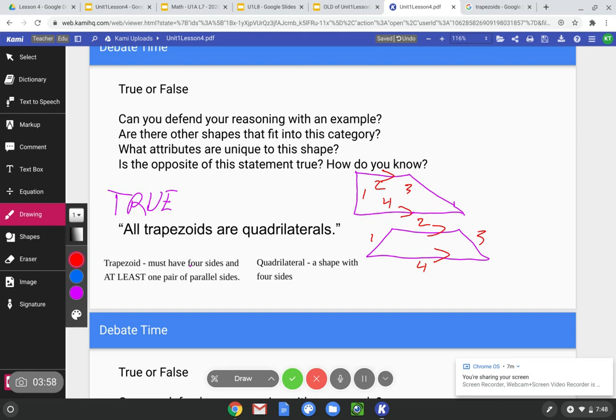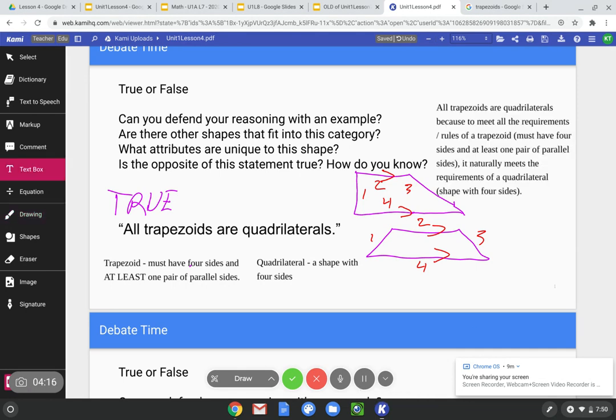But we also want to make sure that we can write out our answer. So take 30 seconds to articulate in your best words why all trapezoids are quadrilaterals. Afterwards, unpause the video.